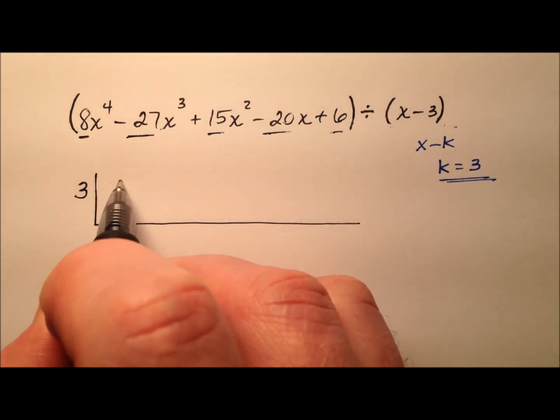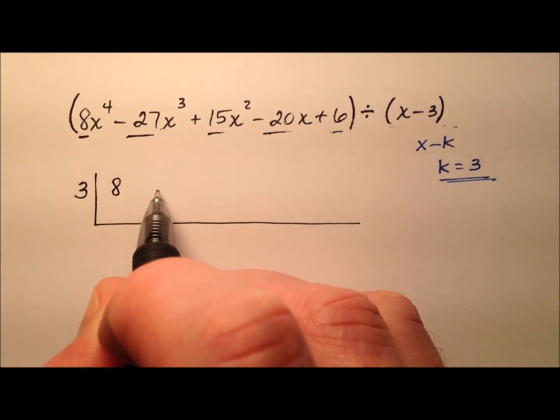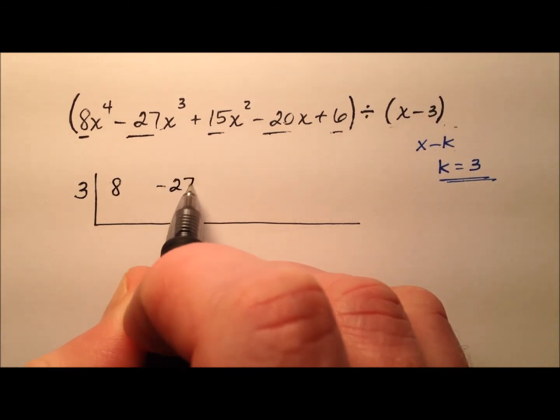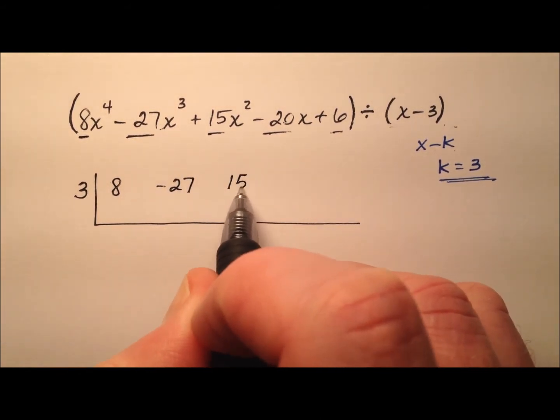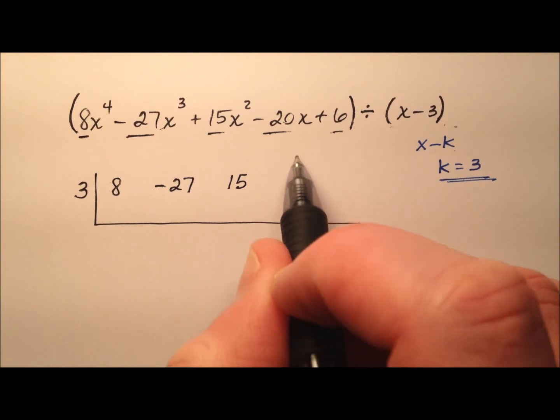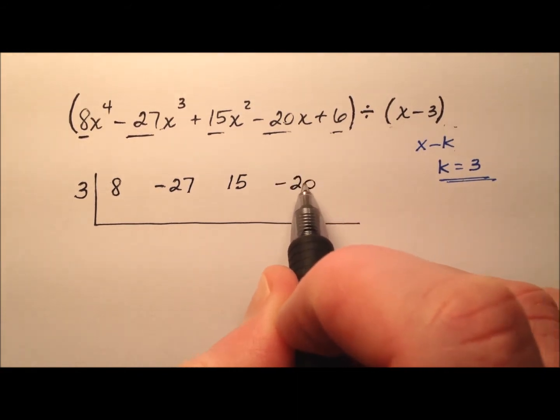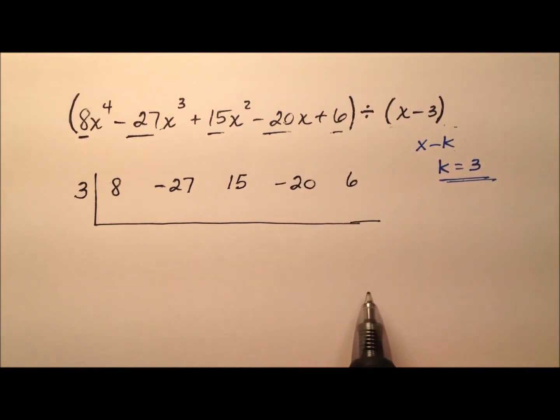So the x to the fourth term has an 8. The x cubed term is a negative 27. The x squared term is a positive 15. The linear term, this x term, is negative 20, and then finally our constant is 6.